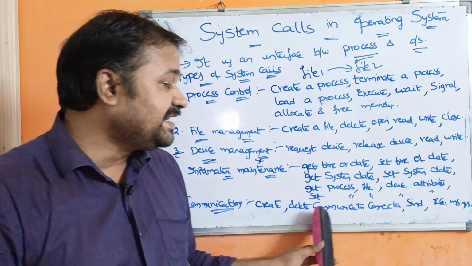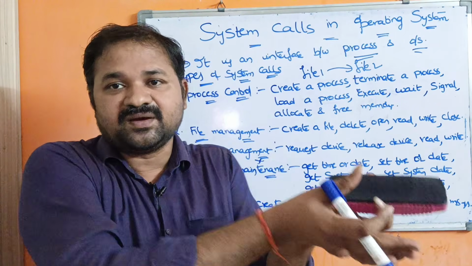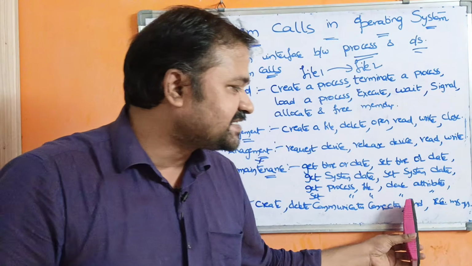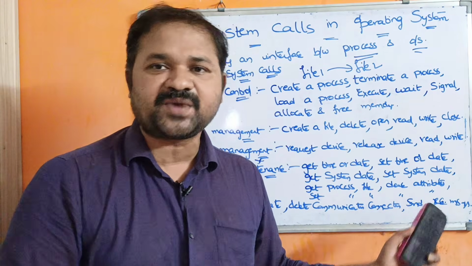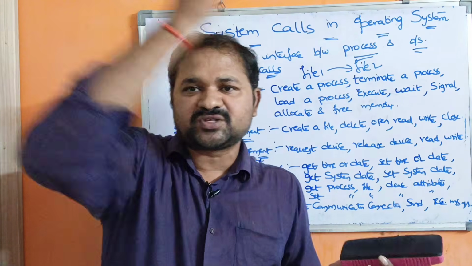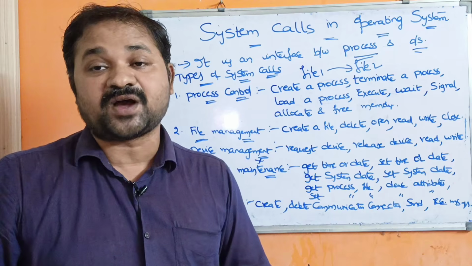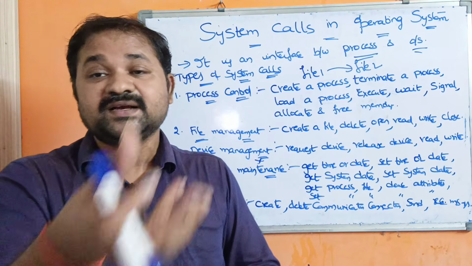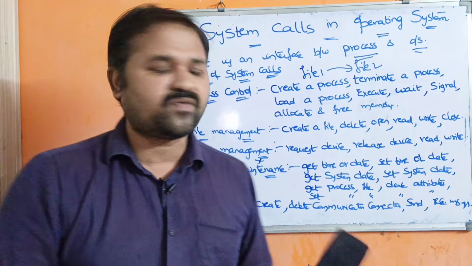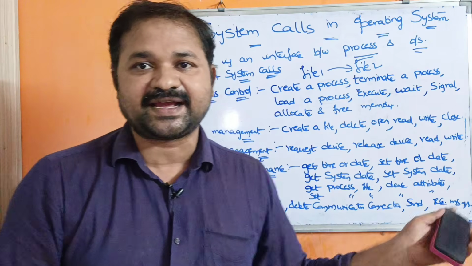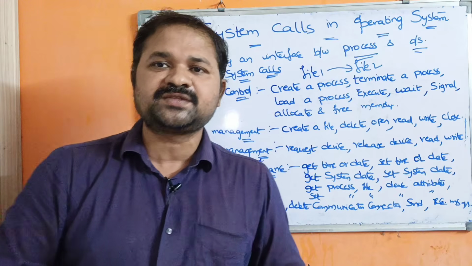Creating and deleting. First we need to create a communication link between those two processes. Next, we can send and receive messages. With the help of the send system call, we can send the message from the source process to the receiver process. Likewise, the receiver process uses the receive system call in order to receive the message that was sent by the sender. Once the communication is over, we can delete that communication link. So this is about what a system call is and the various types of system calls in an operating system.